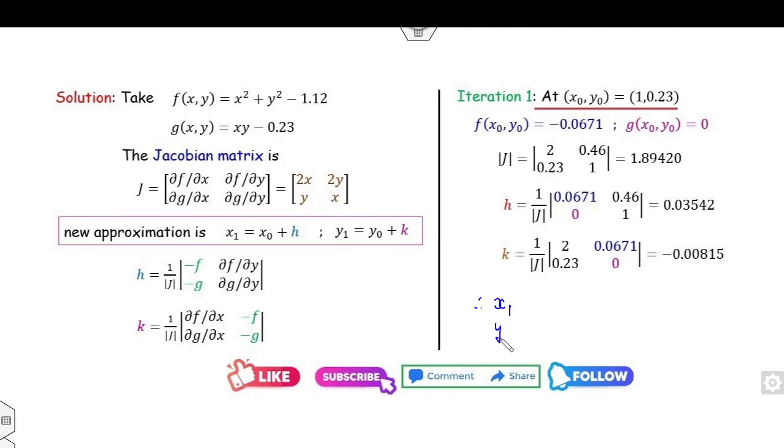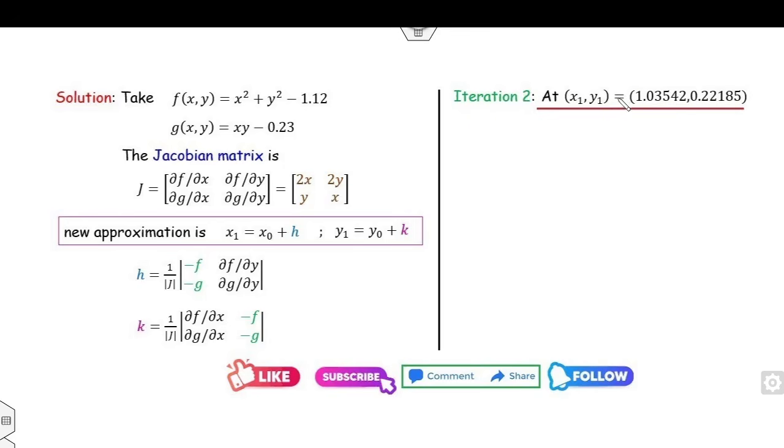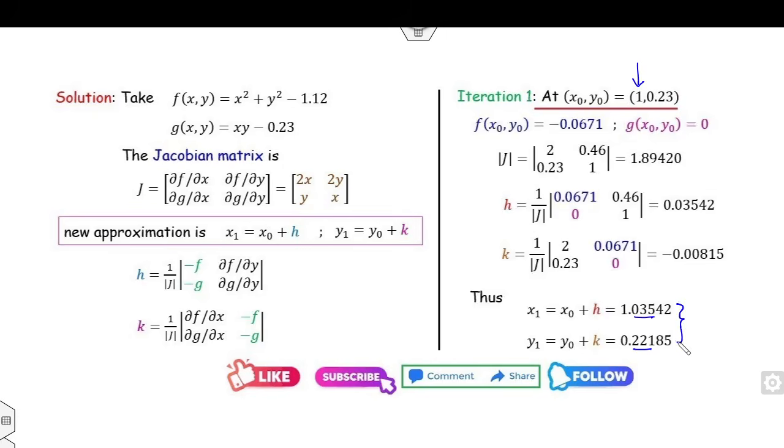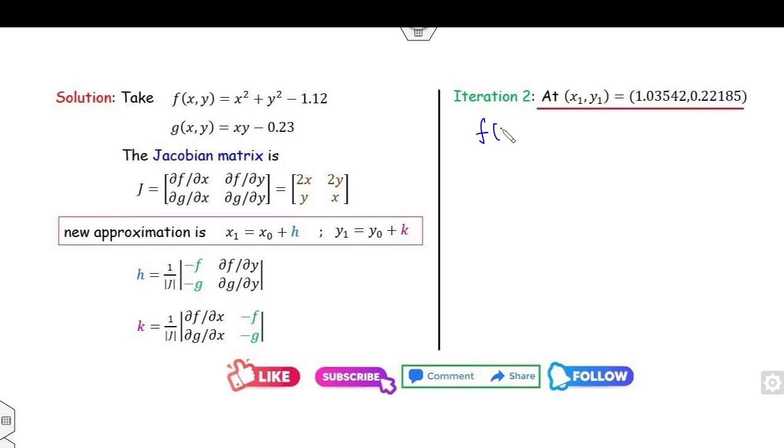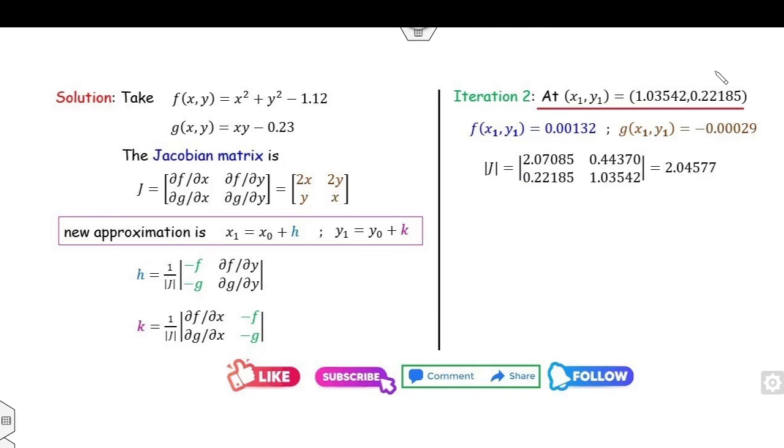Therefore, I can find the new x1 and y1 as x naught plus h, y naught plus k. Now clearly, the previous value and the new value up to 3 decimal places are not the same. Then we can move on to the second iteration with the values x1, y1. You can compute the value of f at x1, y1. You can find the value of g at the point x1, y1. Compute the matrix J at the point x1 and y1. Compute the value of h, which is 1 over the determinant. All those calculations you compute up to 5 decimal places.